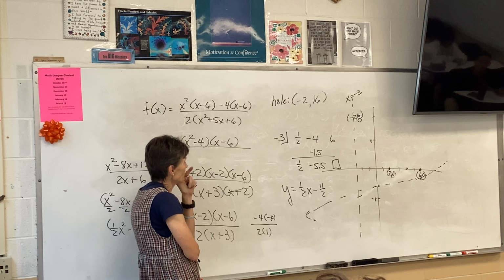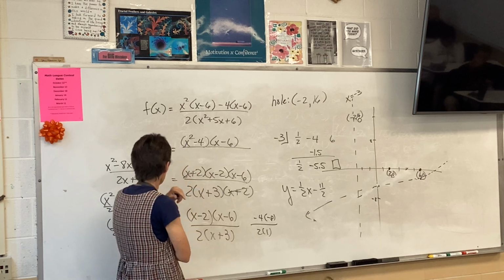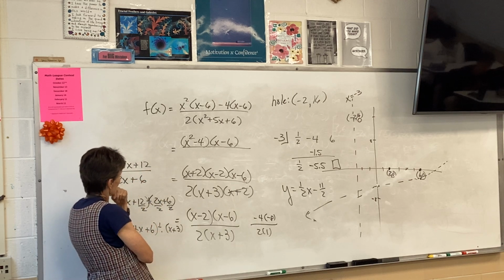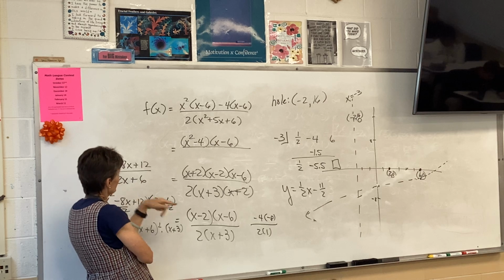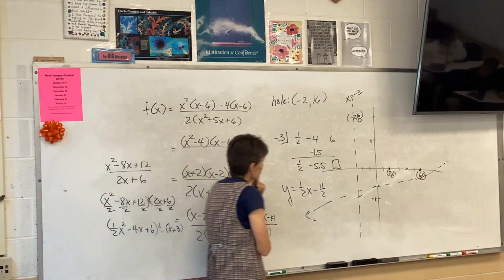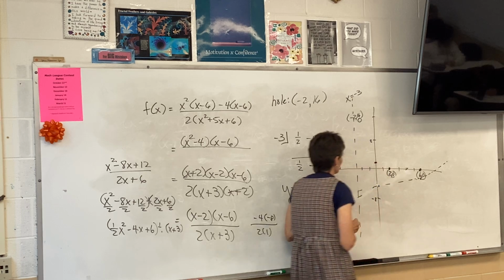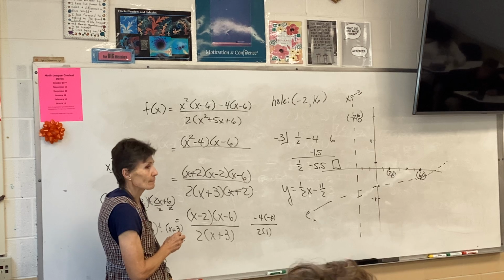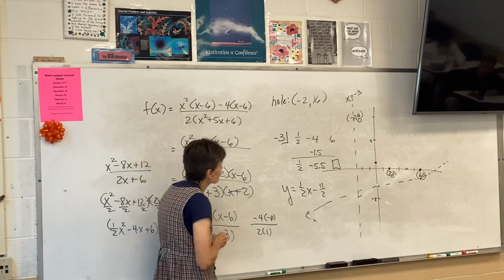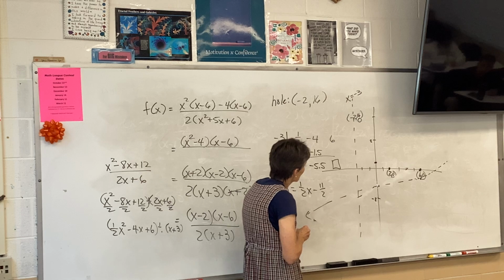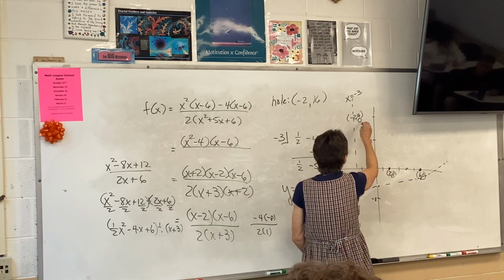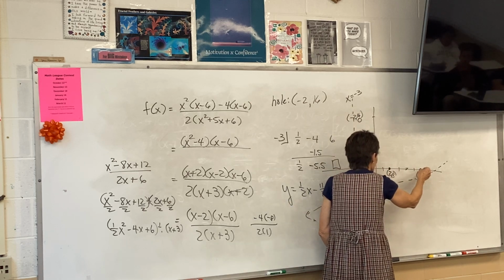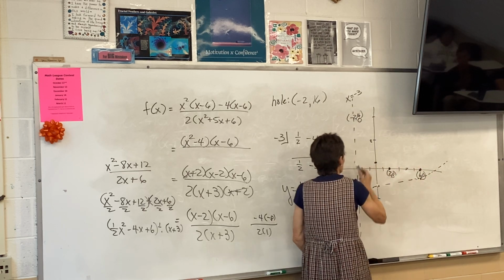Do I have a y-intercept? Let's put a y-intercept in there. What's my y-intercept? What do we get if we put in 0? 2? So my y-intercept's right here. So a pole, a y-intercept, and 2 zeros on this side of my picture.